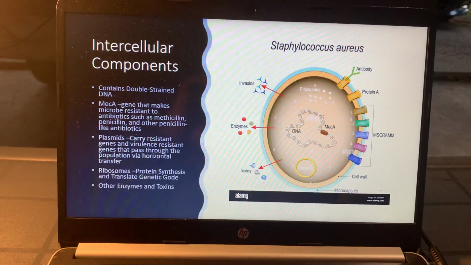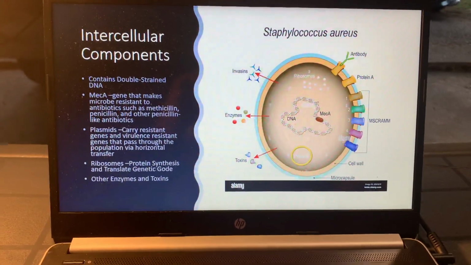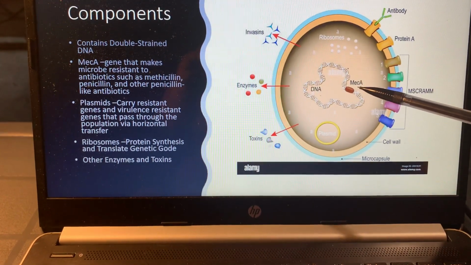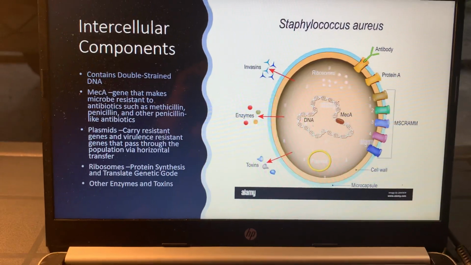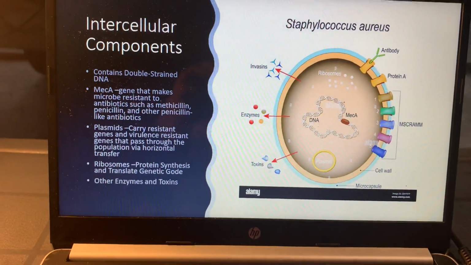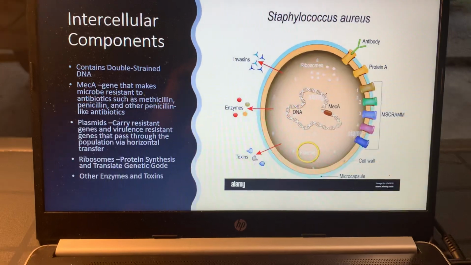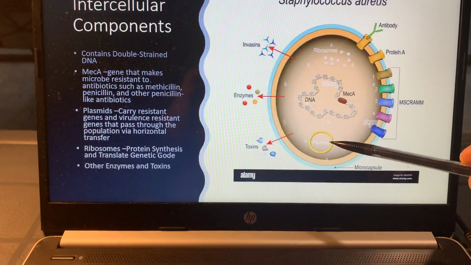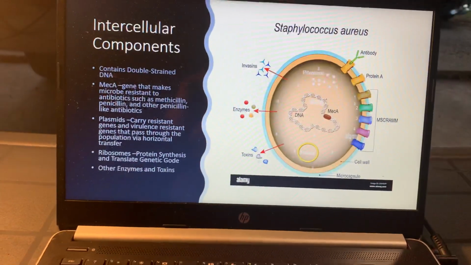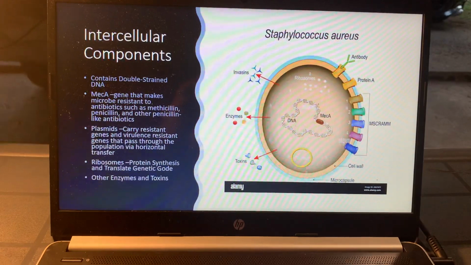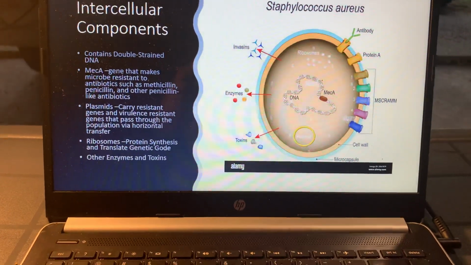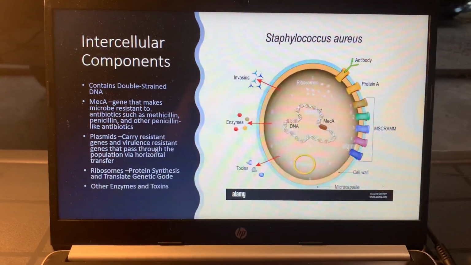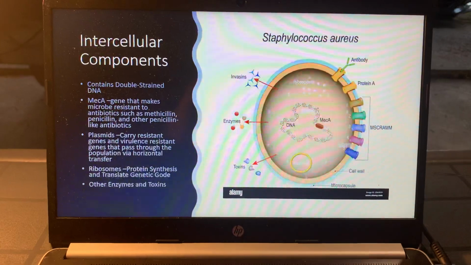Intracellular components. It contains double-stranded DNA, as depicted here in the PowerPoint. It also has mecA, which is a gene that makes the microbe resistant to antibiotics such as methicillin, penicillin, and other penicillin-like antibiotics. They also have plasmids inside of them that carry resistance genes and virulence genes that can pass through the population, say from bacteria to bacteria, through horizontal transfer.